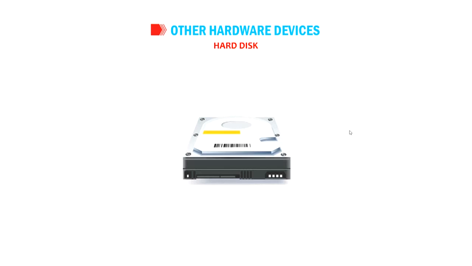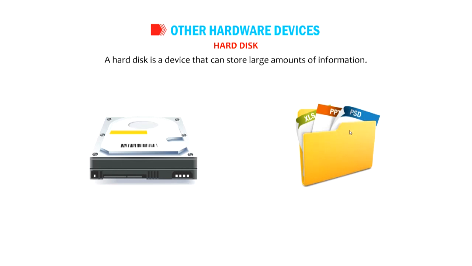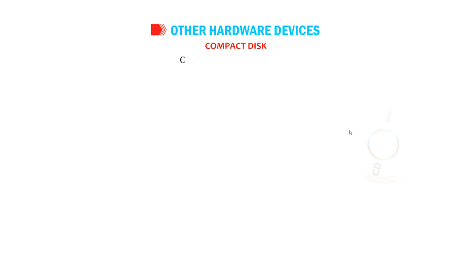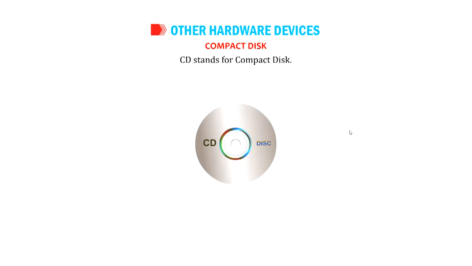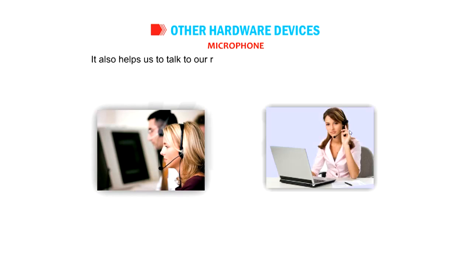Hard disk. A hard disk is a device that can store large amounts of information. It is present inside the CPU box. Compact disk. CD stands for compact disk. It is a round, flat and shiny disk that stores a lot of information. Microphone. A microphone is used to record a voice and different sounds into a computer. It also helps us to talk to our relatives and friends.